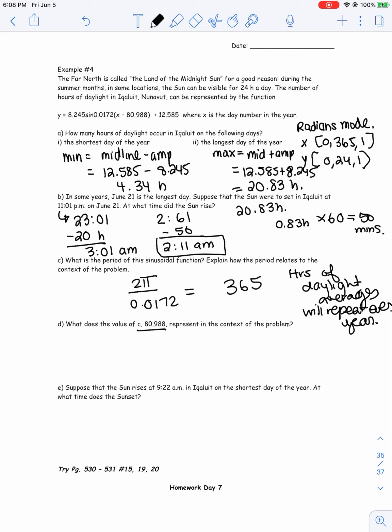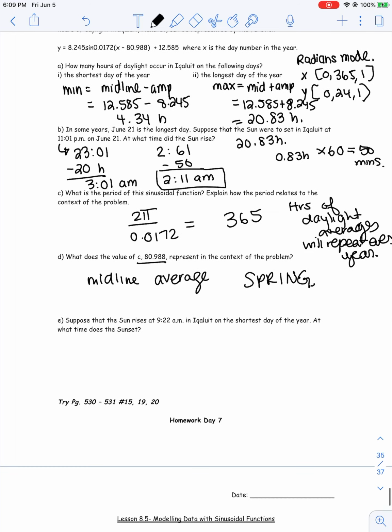And now they're saying, what does C of 80.988 represent? Well, this is where, for sine, we're at the midline. So when are we at average temperature? Well, that would occur in spring. We know that the lowest temperatures would occur at winter, the highest temperatures would occur at summer. So what would be between that? Well, that would be spring. And spring, because the temperature has to be going up from there, so it has to be spring season.